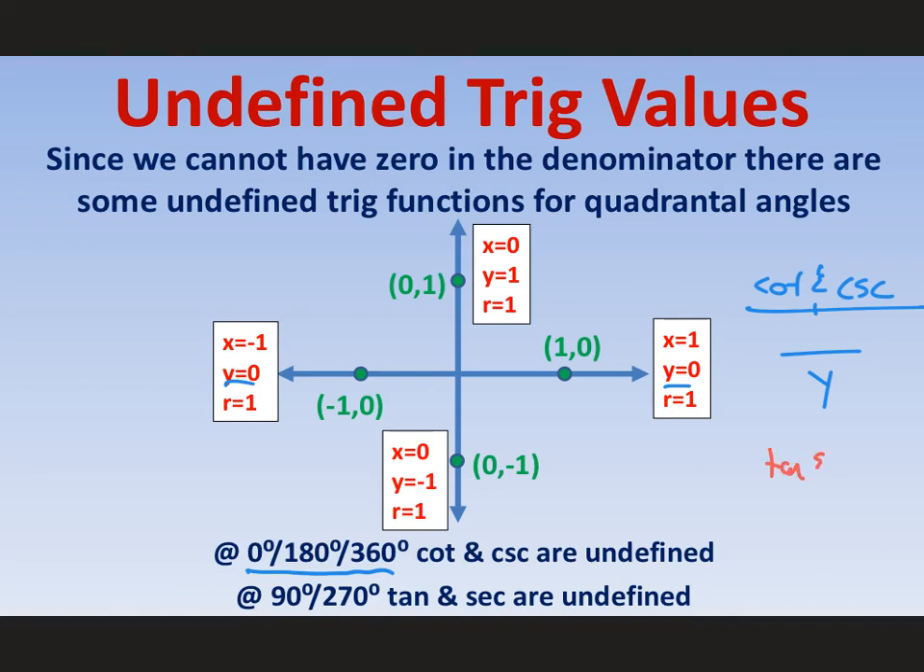Tangent and secant, they are both trig functions with x on bottom. So they can't exist where x is 0. Well, x is 0 up here at 90 and down here at 270. So anytime that x is 0, tangent and secant are undefined, so tangent and secant are undefined at 90 and 270.